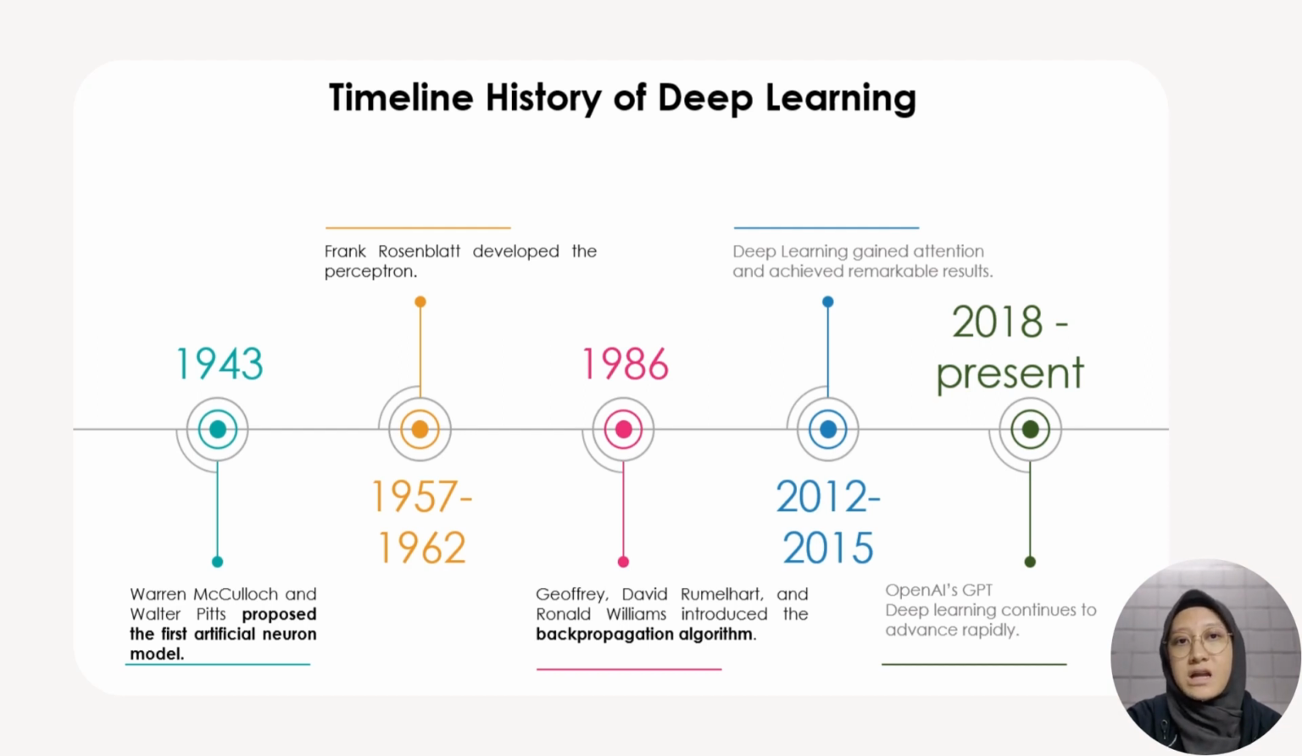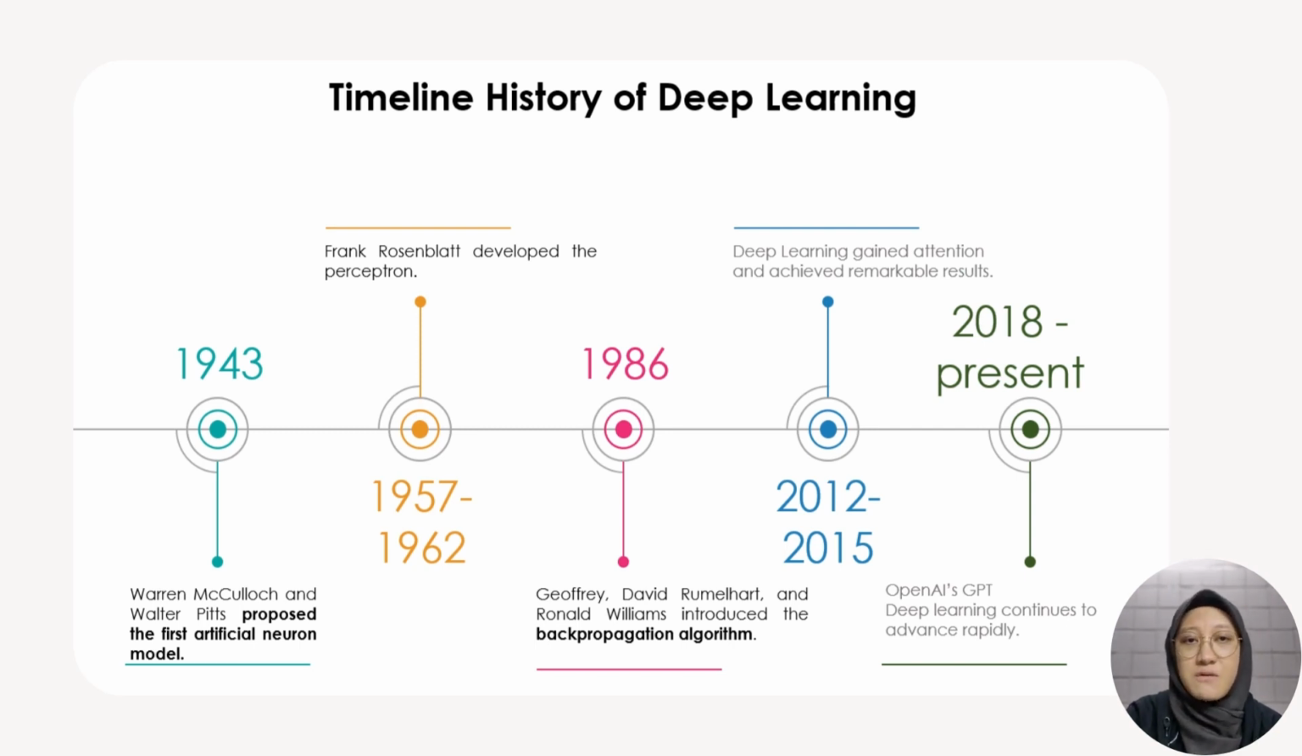It was one of the earliest forms of artificial neural networks, and the perceptron is a mathematical model inspired by the way neurons work in the human brain, designed to learn and make decisions based on the input features. Then in 1986, the backpropagation algorithm was introduced by Geoffrey Hinton, David Rumelhart, and Ronald Williams, which made training multi-layer neural networks more efficient and practical.